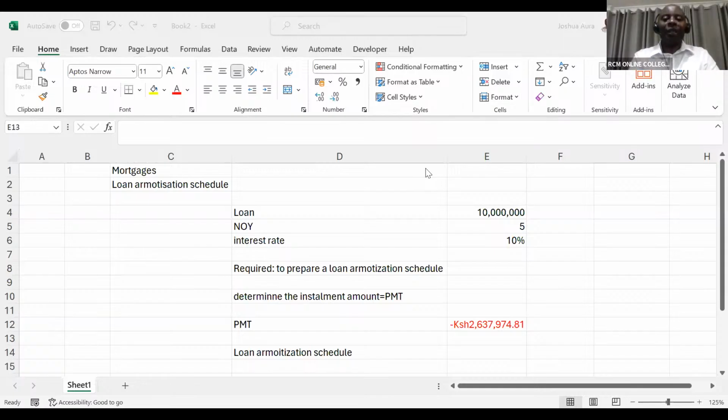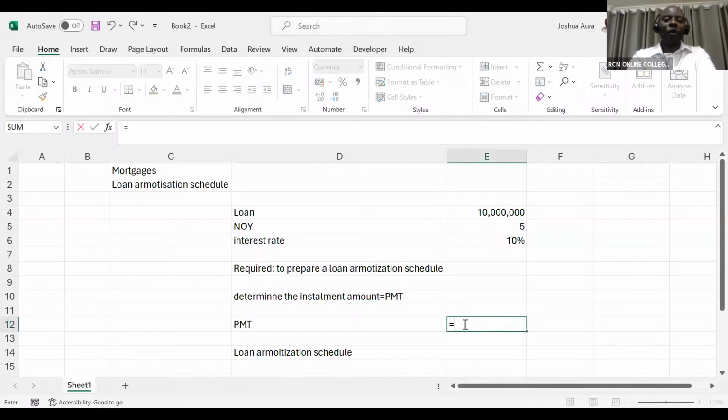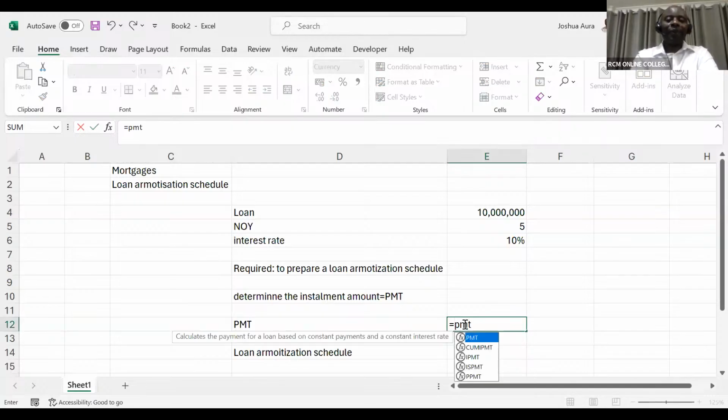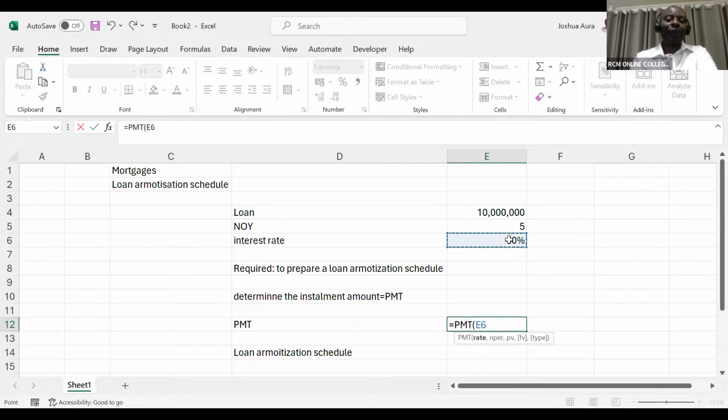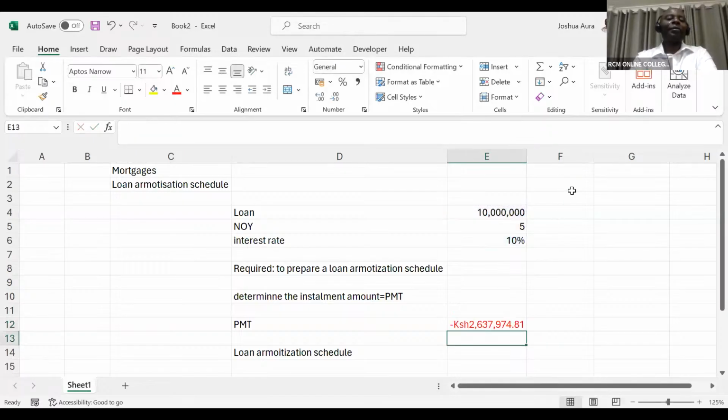Great. So, ladies and gentlemen, how do I get the PMT? I have to start with equals. So I press PMT and simply double click. You take this to the cell. So the rate is 10%. You say comma. Number of periods, 5. Comma. Present value is the loan amount. Don't worry about whatever is in square brackets, close, like that, enter.